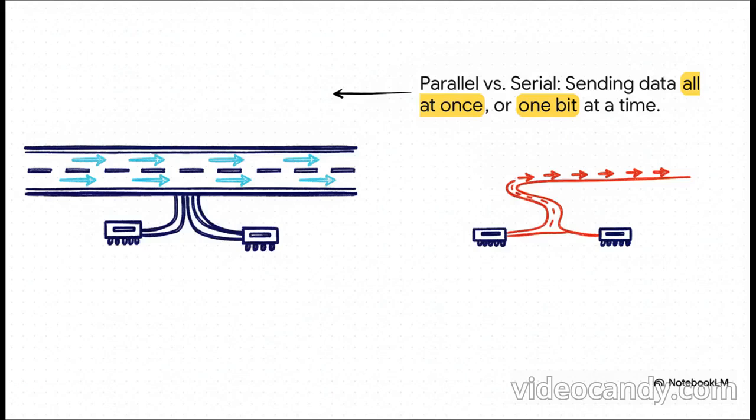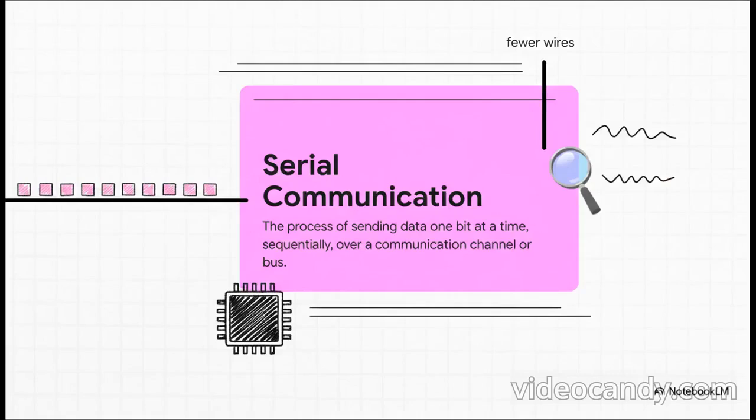Now look to the right. That's serial communication. It's more like a single-lane road where each bit has to follow the one in front of it. Now you might think that sounds slower, but its simplicity and low cost, that's what makes it so incredibly powerful, especially when you need to send data over longer distances.